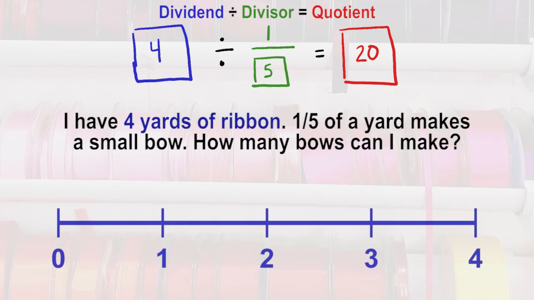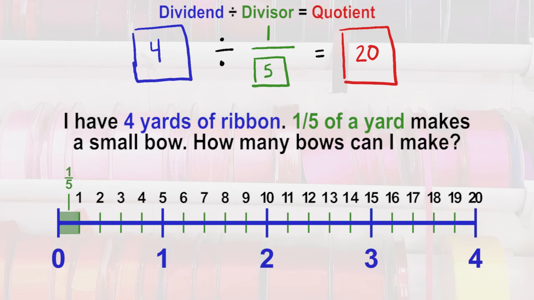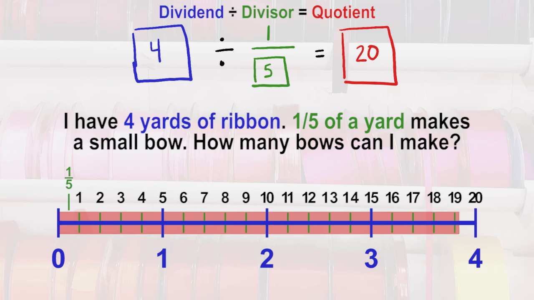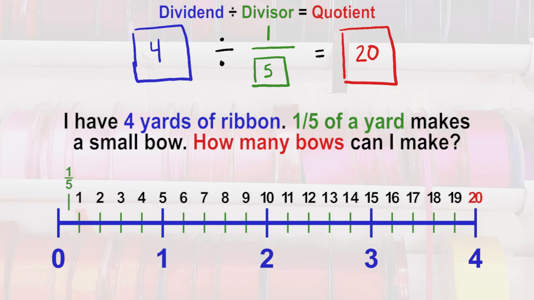Start with 4 yards shown on a number line. Next, divide each whole into fifths to show the 1/5 of each yard that each bow takes to make. Label each fifth mark as a bow. There are 5 bows in the first yard, 10 bows with 2 yards, 15 bows with 3 yards, and 20 bows with 4 yards. 20 bows can be made with 4 yards of ribbon.